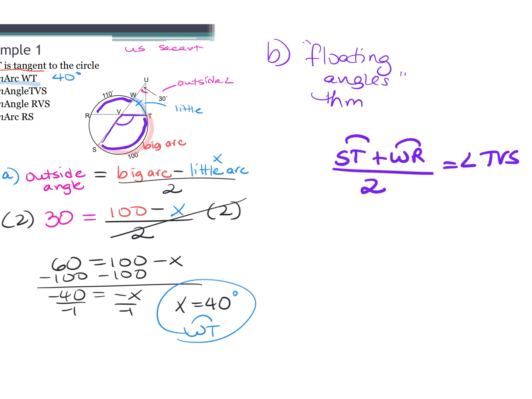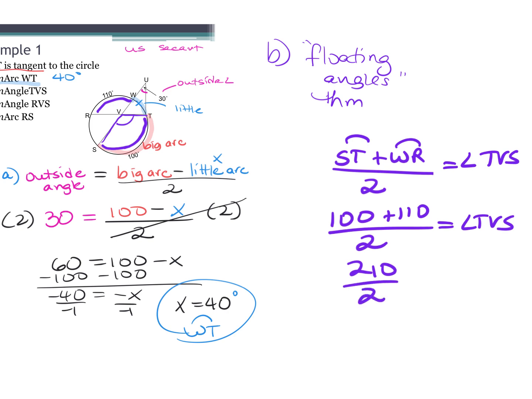The arc measure for ST was 100. The arc measure for WR or RW was 110. I'm going to add those and then divide by 2. I get 210, divide by 2, and I get 105 degrees for the measure of angle TVS. So this one is 105.